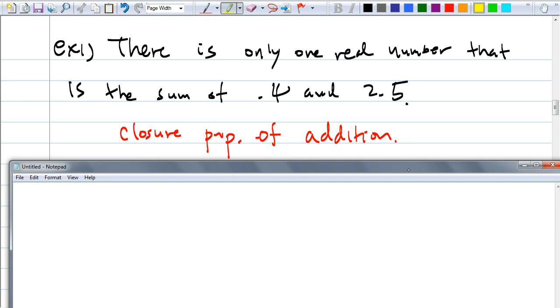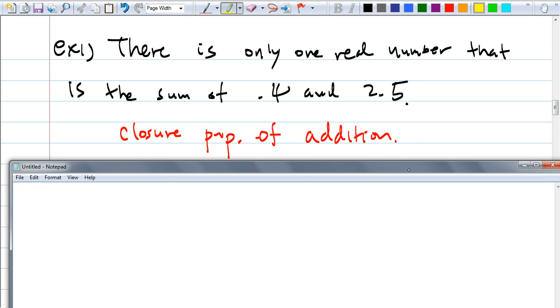Now, going back to what I was saying in terms of the closure property, they're going to make this game a little bit more interesting. Rather than having all real numbers in the bag, they're going to change what's in the bag. They're going to change that in a minute. Let me show you what I mean.